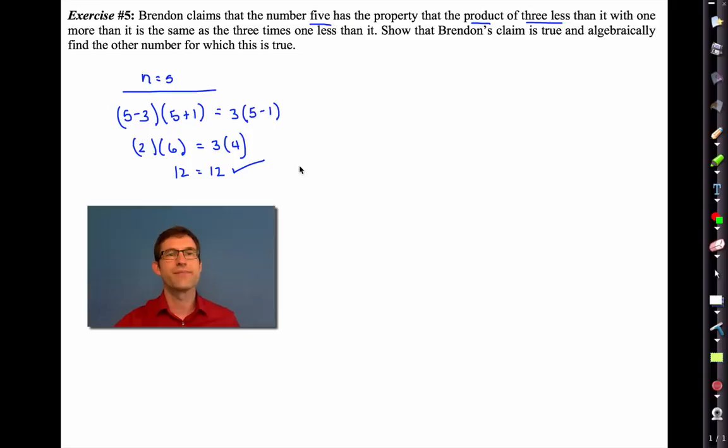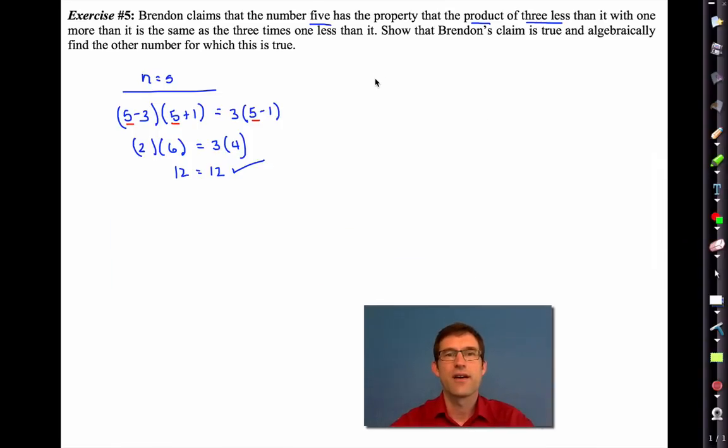Yeah, so it works. Now, the reason that I like doing this process and writing it out this way is because now as we do it with the algebra, all we have to do is keep track of the 5. So watch. Now when we just have n, not n equals 5, just n, watch how this works. n minus 3 times n plus 1, everywhere there's an underline, everywhere there's a 5, I'm going to put in an n, but everything else is going to stay the same. n minus 3, n plus 1, 3 times n minus 1.